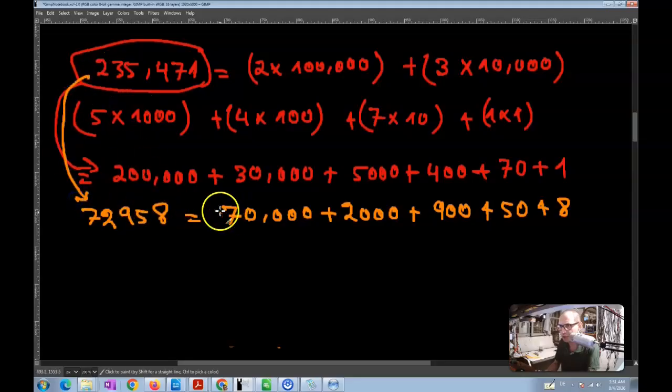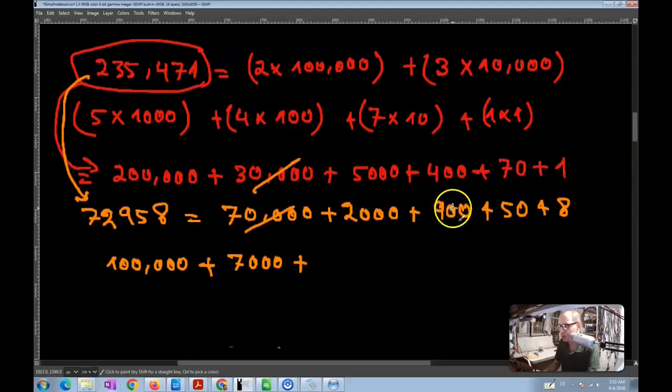you can take a look at these parts and see that, for example, 70,000 and 200,000 will go together very easily. Or 70,000 and 30,000, that's 100,000. So I can simply add these two parts together and write it as 100,000. And then, for example, I can add 5,000 plus 2,000, which is 7,000. 400 and 900 would be 1,300, so I can add them together.